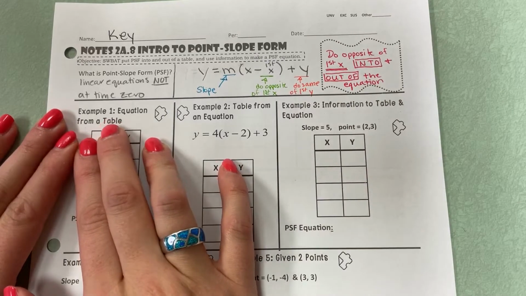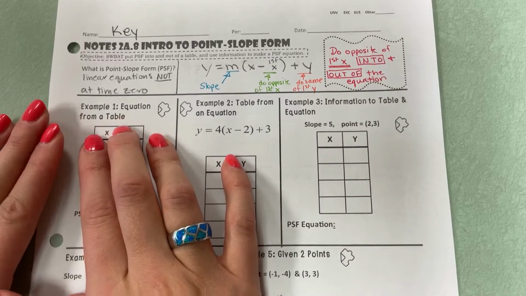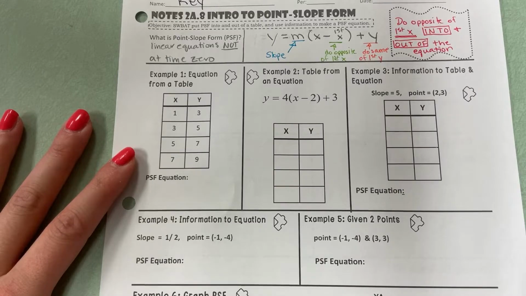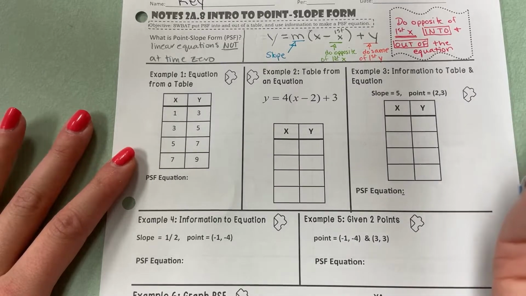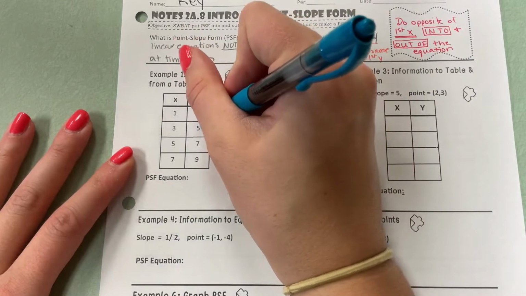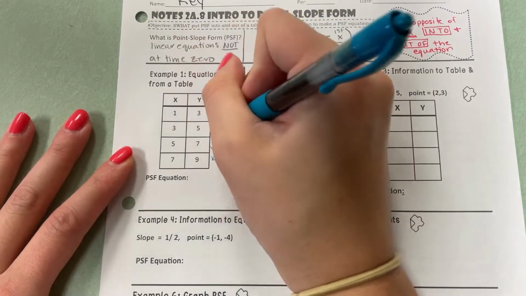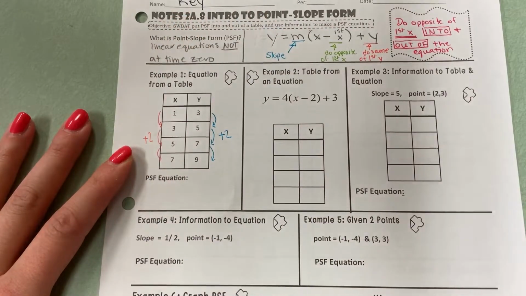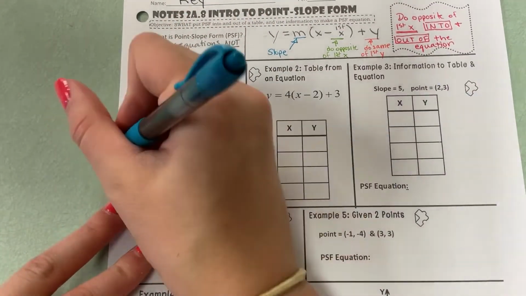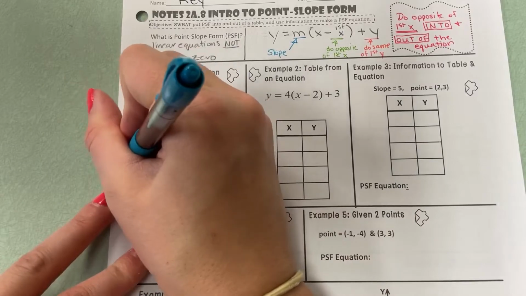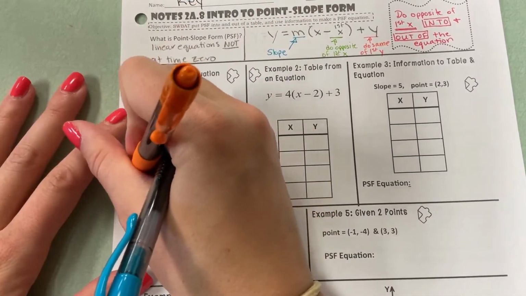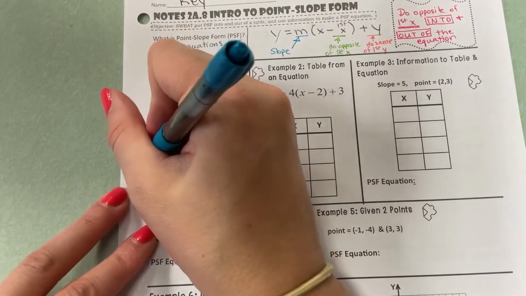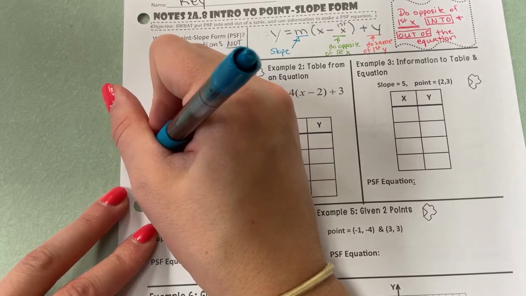So example 1, we're going to write an equation from a table. The first thing we want to do is figure out what our slope is. As we go down on the y side, we are adding by 2. As we go down on the x side, we are also adding by 2. So this means that our slope is 2 over 2. However, just be careful because that simplifies to a 1.